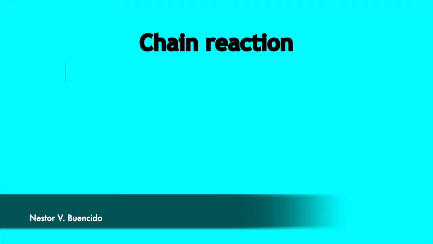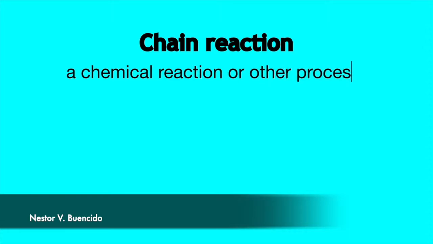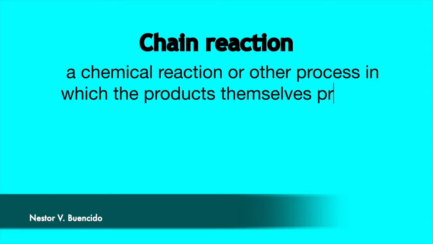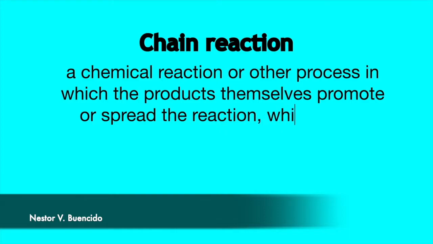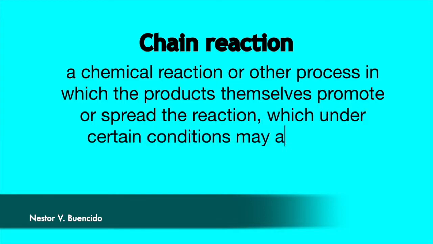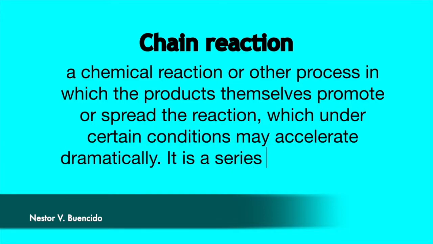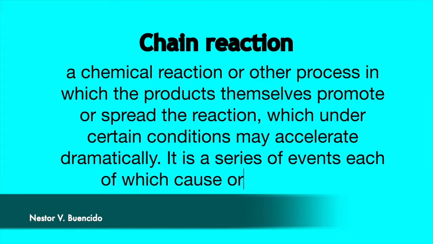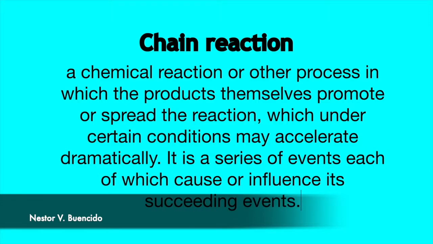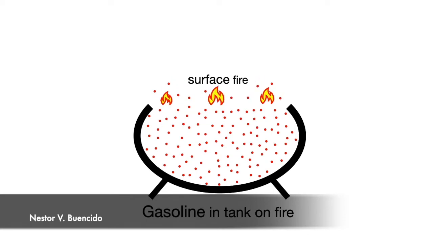Chain reaction, a chemical reaction or other process in which the products themselves promote or spread the reaction, which under certain conditions may accelerate dramatically. It is a series of events, each of which causes or influences its succeeding events. Take the case of a gasoline fire in an open tank. The first thing that the fire will burn at the start is initially the available vapor, which is present on the surface of gasoline, and it is always a surface fire at the ignition phase until decay.